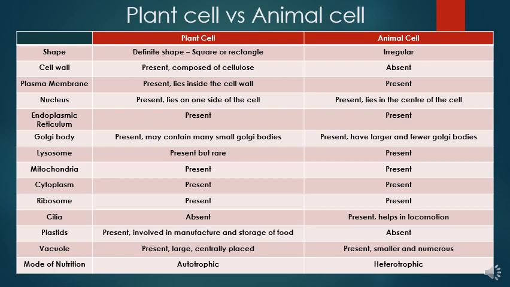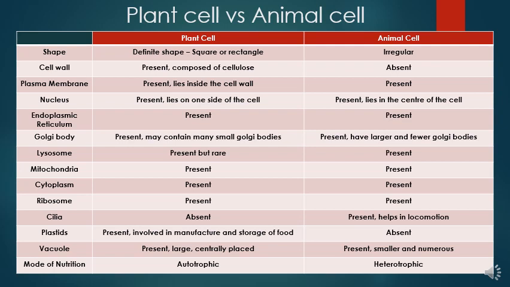Cell organelles like lysosomes, mitochondria, cytoplasm, ribosomes, they are present in both plant cell as well as in animal cell. Cilia is absent in plant cell, but it is present in animal cell and helps in locomotion. Plastids, which are very important cell organelles, are present in plant cell and help in the manufacture and storage of food. But plastids are absent in animal cell.